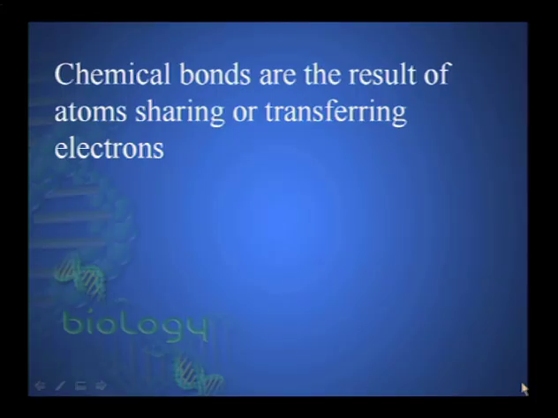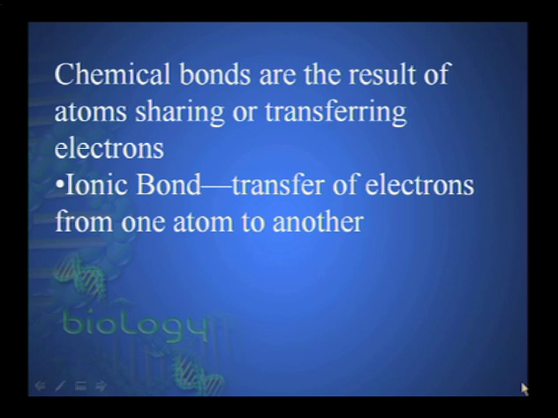Chemical bonds are the result of atoms either sharing or transferring electrons. So when there's a transfer of electrons, that's known as an ionic bond. And what I mean by a transfer is that's a giveaway, where one atom is careless with its electrons and another atom is selfish, and it will take those electrons away.